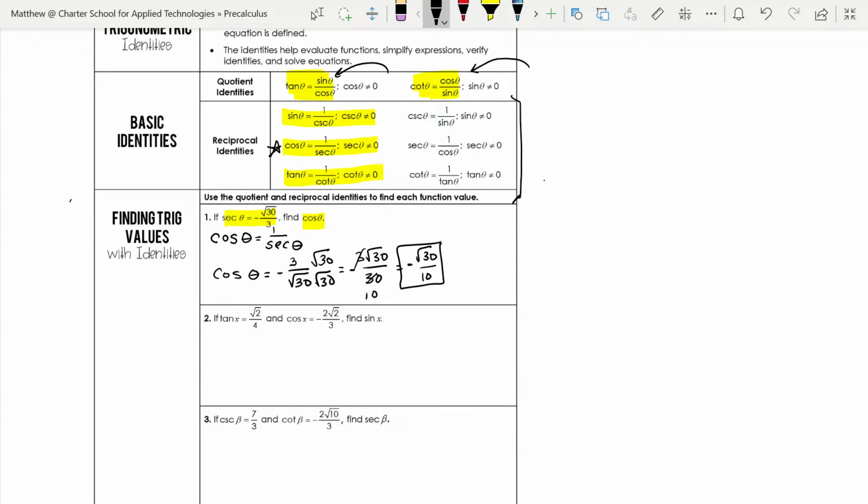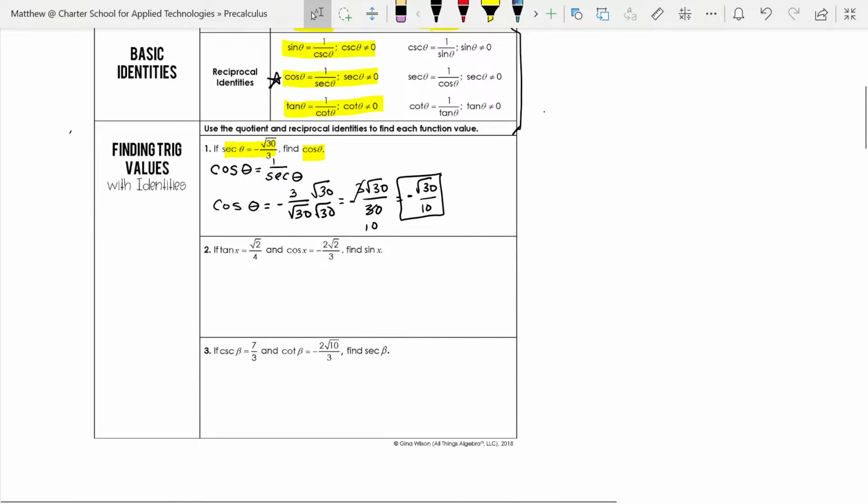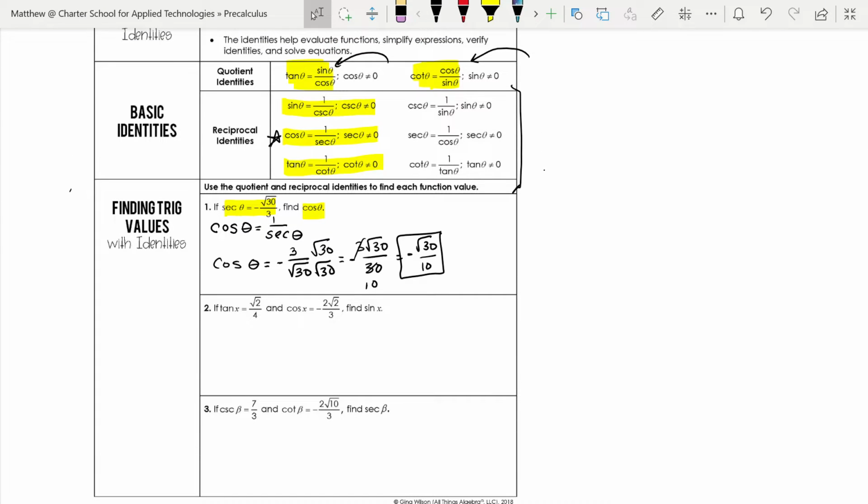So if at any point we're given secant, we can always convert it to cosine by flipping the fraction, or finding its reciprocal. Now the second two are going to be a little bit more involved. We're given the tangent and the cosine. So up here, we have nothing in these identities that converts tangent to cosine. But what we do have is, if you look up top, we know that tangent is sine over cosine.